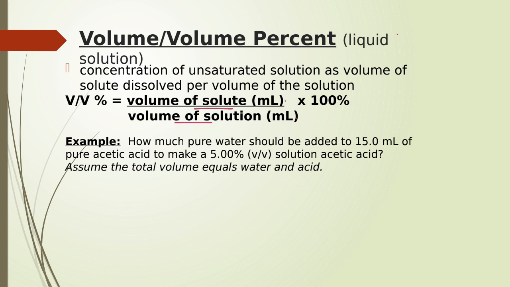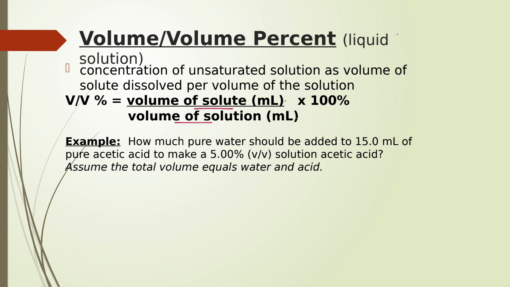So this question says, how much pure water should be added to 15 mL of pure acetic acid to make a 5% volume solution of acetic acid? So this is vinegar that we're talking about, and this is a typical concentration of vinegar that you would buy in the store. Mostly water, but 5% of it is the pure acetic acid.